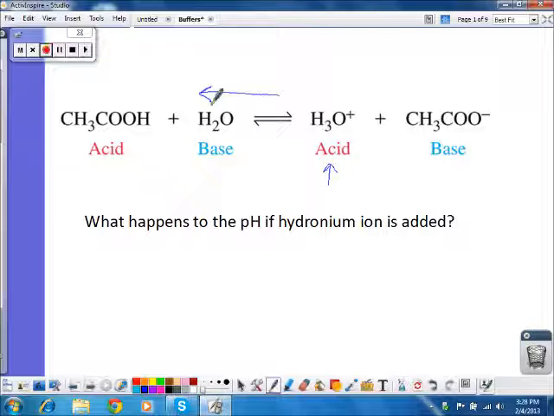So remember, hydronium is a strong acid. Acetic acid is a weaker acid, so its pH isn't as low as that of hydronium. And we're going to use this idea of Le Chatelier and turning a stronger acid into a weaker acid when we explore buffer solutions.